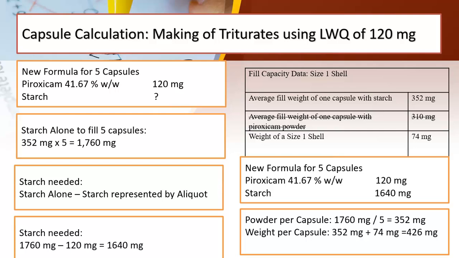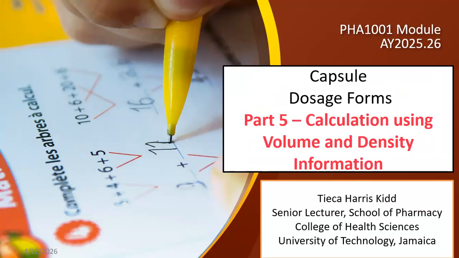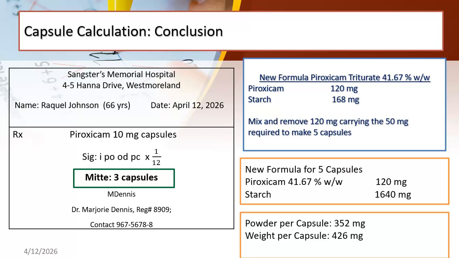Whenever you are making capsules with a triturate which is less than 50% weight in weight, the triturate is treated as though it is the diluent because the dominant ingredient is the diluent. And believe it or not, that's it. That's really it for you making capsules with a triturate.